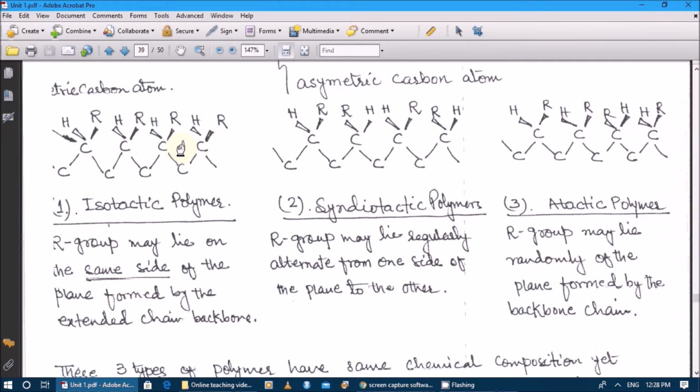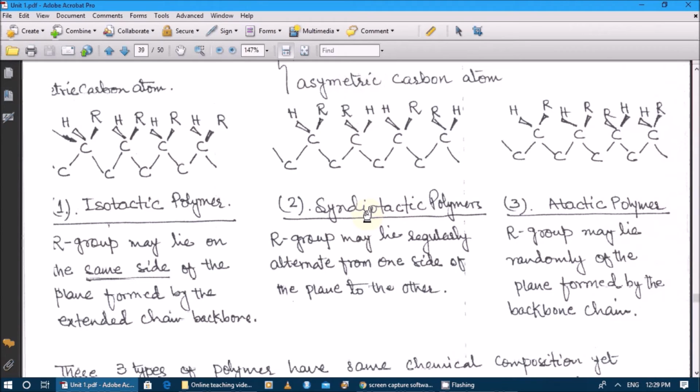Okay, here we are not considering the symmetric carbon atom. Here at the bottom, all these carbons are symmetric carbon atoms. So this definition is based only upon the asymmetric carbon atom. We have to see whether all the hydrogen atoms are located to one side and all the functional groups are located to the other side. Then this will be termed as isotactic polymer. Okay.